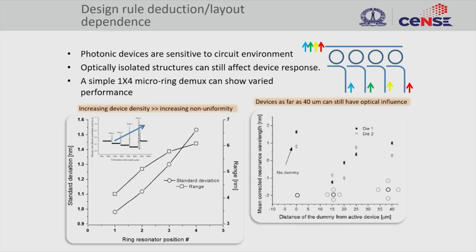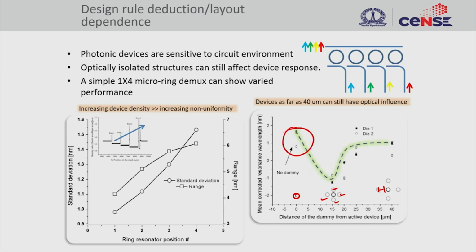So another important thing is variability as a function of space, right? So this is a spatial variation. What you see here is a single device, and it is surrounded by some dummy features, and there is a distance variation that we are giving here between the active device and a dummy device. You can see here this is with no dummy.